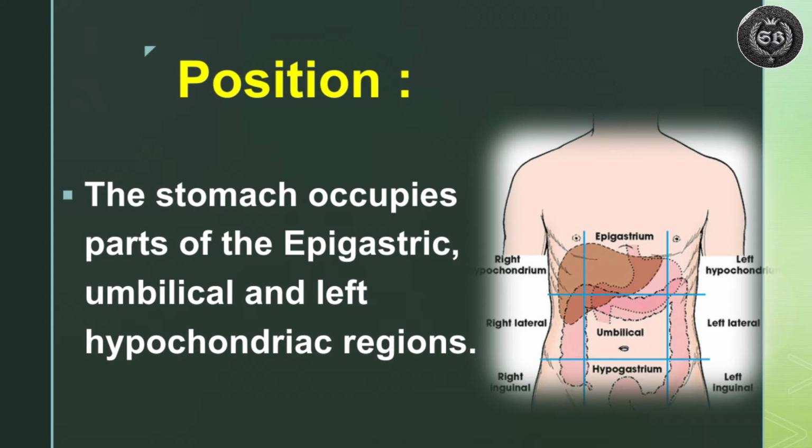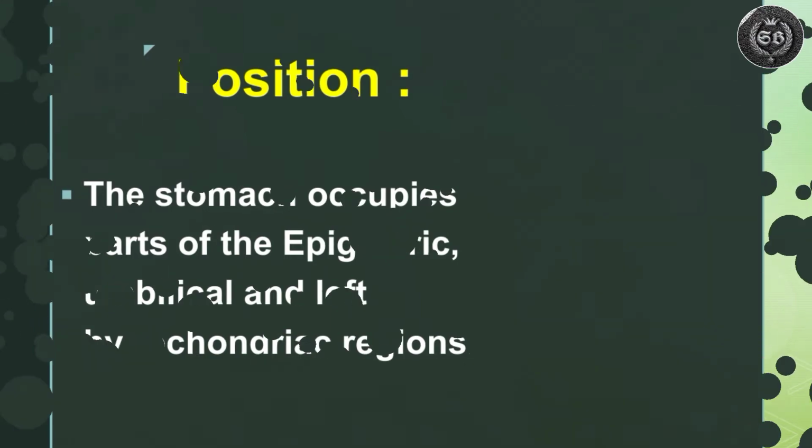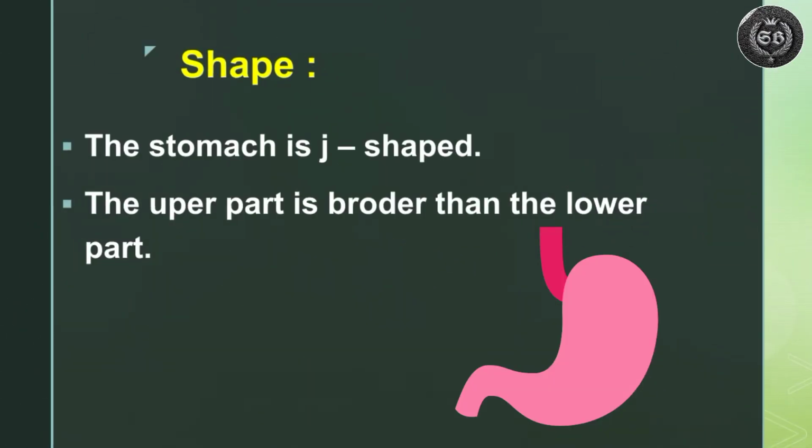Now, position in our body. The stomach occupies parts of the epigastric, umbilical and left hypochondriac regions. You can also see in this diagram. Now, shape of the stomach. The stomach is J-shaped. The upper part is broader than the lower part.